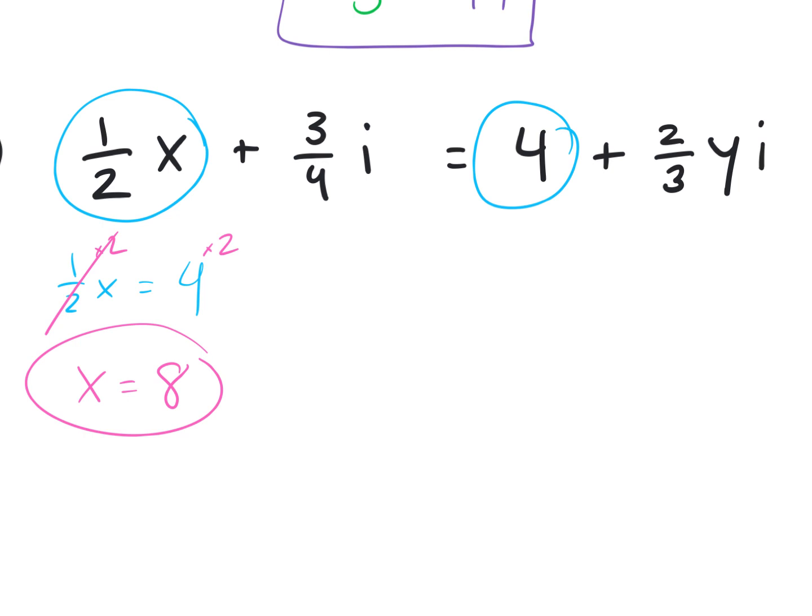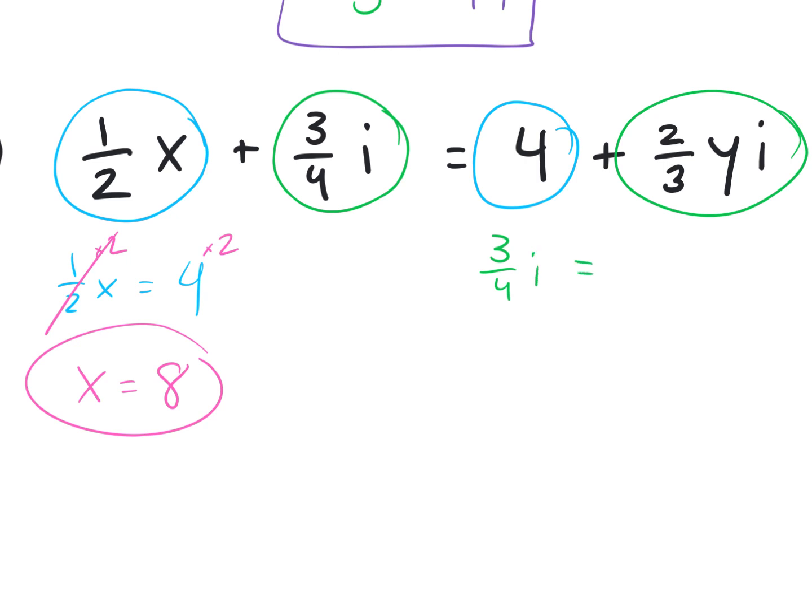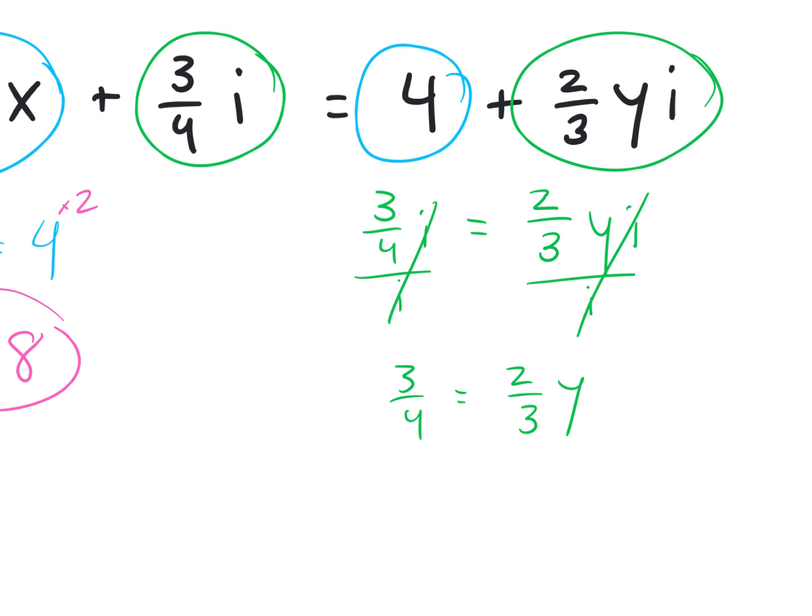Now let's do the same thing with the imaginary parts. So we set our imaginary parts equal to each other. 3/4i is equal to 2/3yi. Let's just get rid of the i's first. Get those out of the way so we can divide by i. So 3/4 is equal to 2/3 y. Now there's a couple different things we can do to get y all by itself. What should we do?